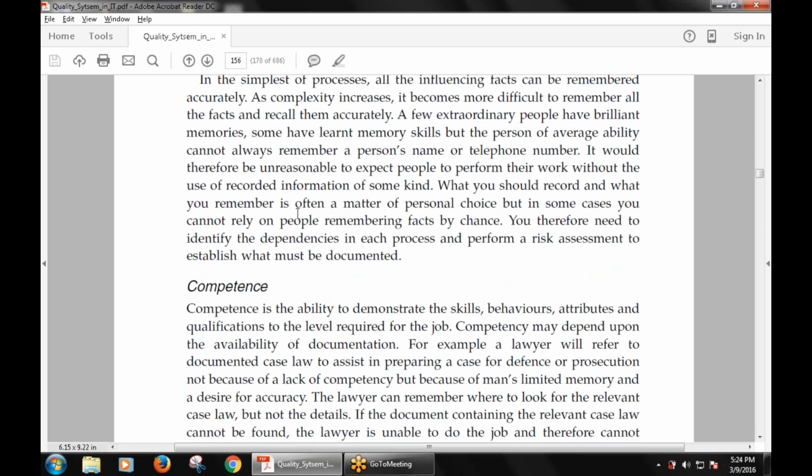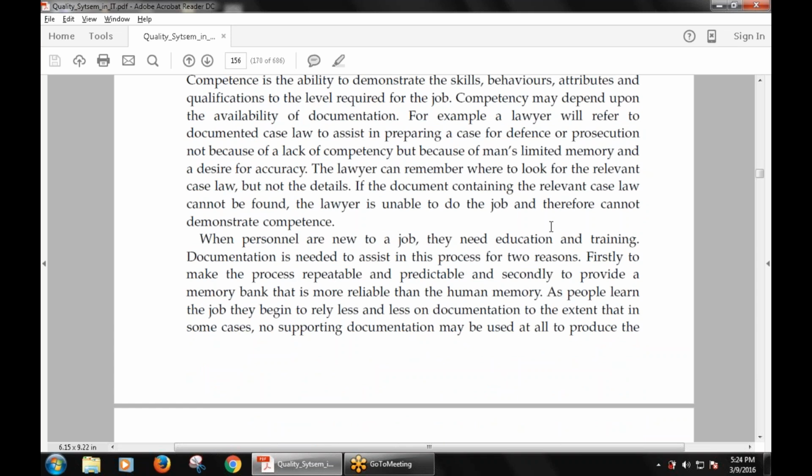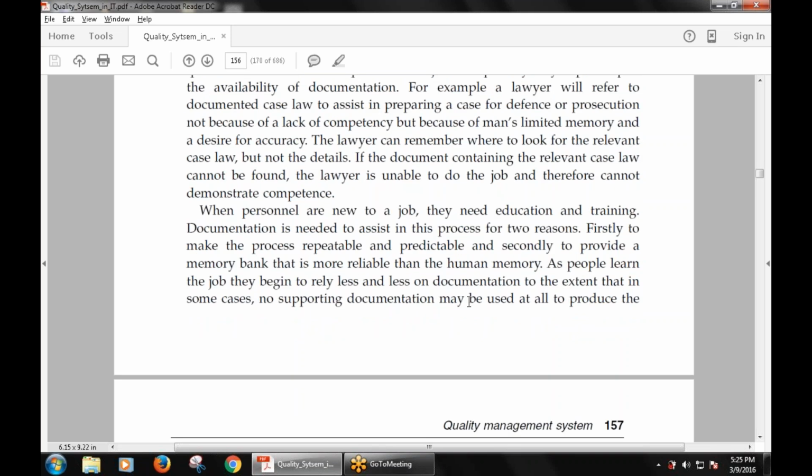Then there is competence, that is the ability to demonstrate the skills, behavior, attributes. So how are we going to demonstrate the skills, behavior, and attributes of the qualification to the level that is required for the job? So what is the level that is used for the skills, behaviors, attributes? And when personnel are new to a job, they need the education and the training. So when the staff are new to a job, they need the education and the training for the documentation part, that is how to create the documents and how to rely on the documents that are more reliable than human memory, because everything is available in the record, so that is more reliable as compared to human memory.